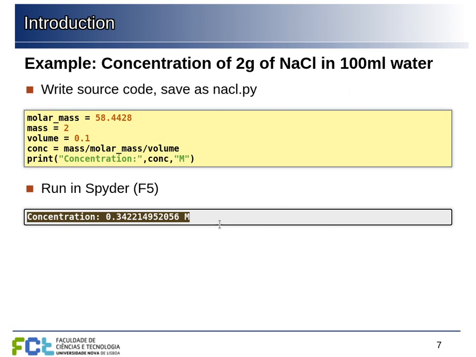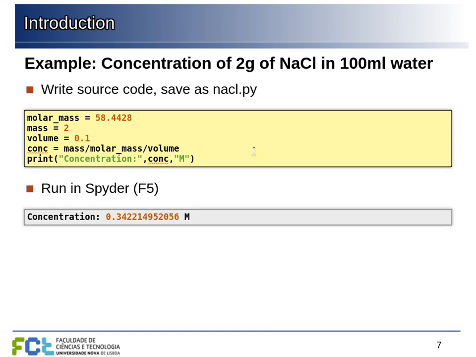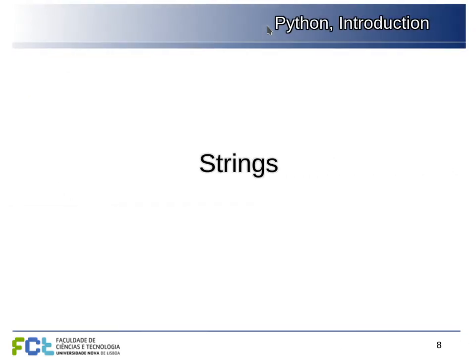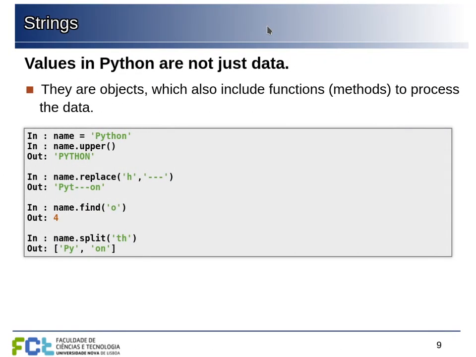So throughout these slides, I will represent in gray what you have on the console, and in yellow what you have on the text editor where you write the scripts. Okay, so let's look a bit more at these strings.